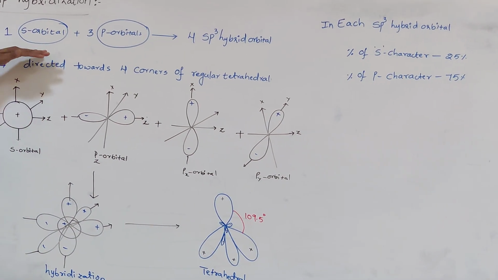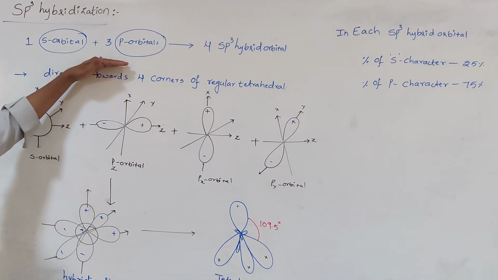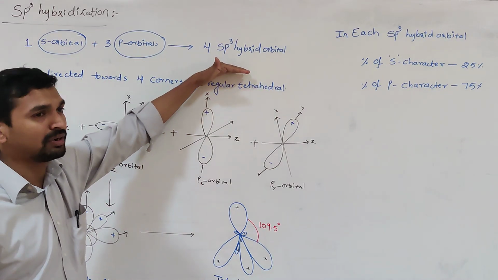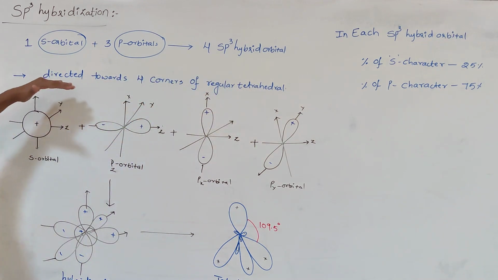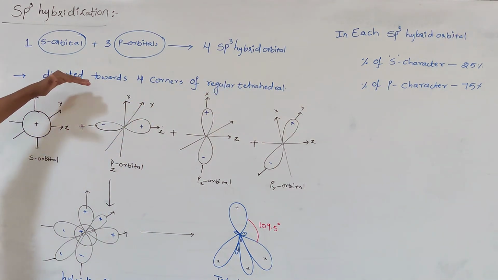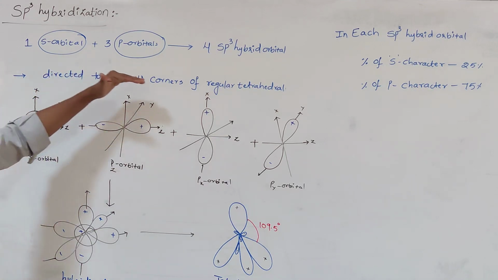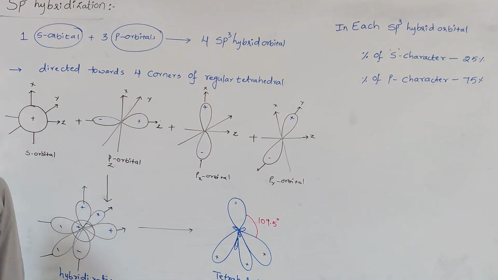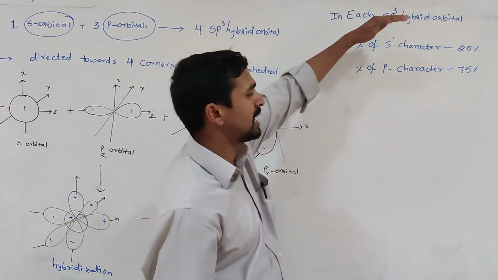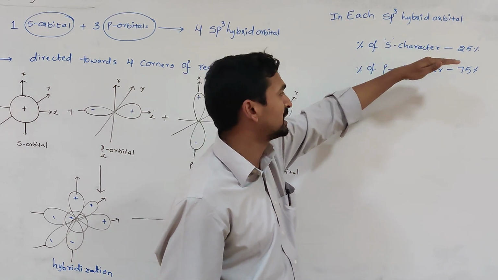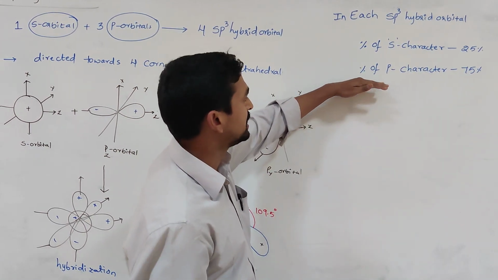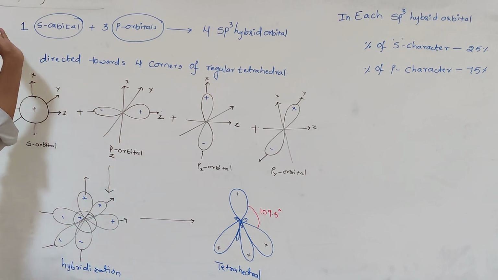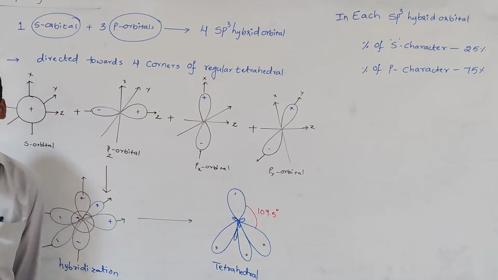Once again, one s orbital and 3 p orbitals which are similar in energy are hybridized together to form 4 sp3 hybrid orbitals. These 4 sp3 hybrid orbitals are oriented in a regular tetrahedral geometry and make an angle of 109.5 degrees. In each sp3 hybrid orbital, the percentage of s character is 25% and the percentage of p character is 75%. So let us discuss some important examples of sp3 hybridization.